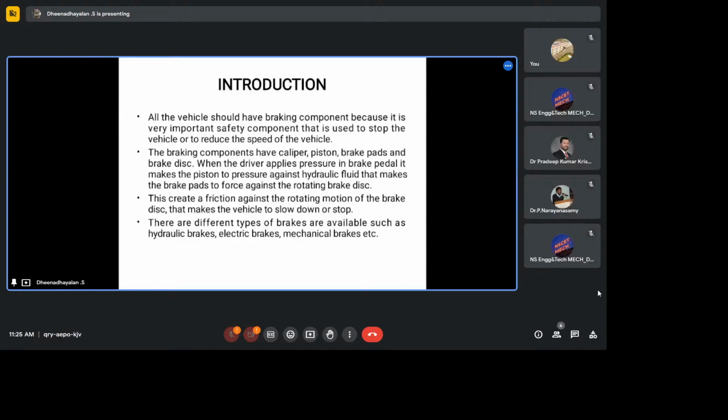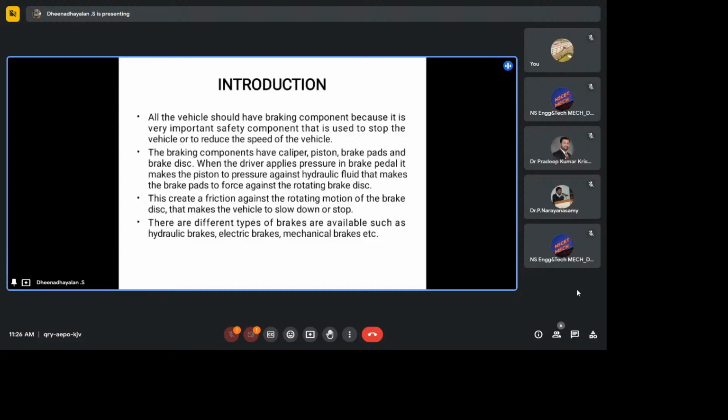Introduction. All vehicles should have a braking component because it is important for safety. The brake system is used to stop the vehicle and reduce its speed. The braking components are the caliper, piston, brake pads, and brake disc.